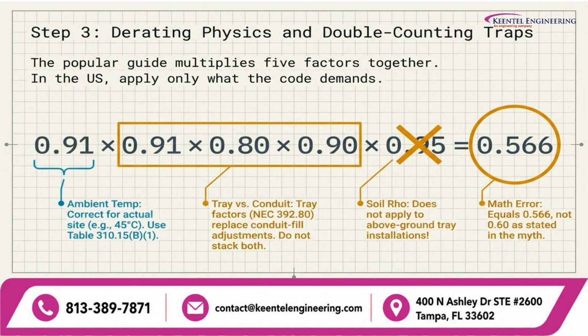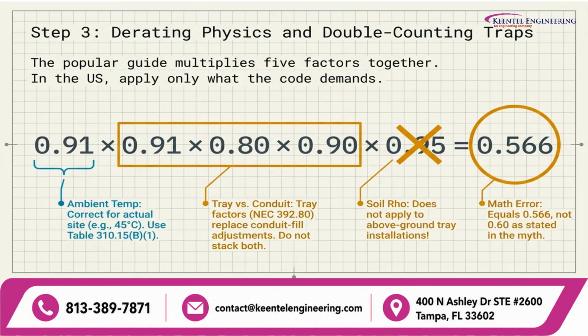Avoid stacking unnecessary derating multipliers. Outdated guides often multiply 5 separate factors together, introducing both math errors and physical impossibilities. Under U.S. standards, adjust only for what the code demands.